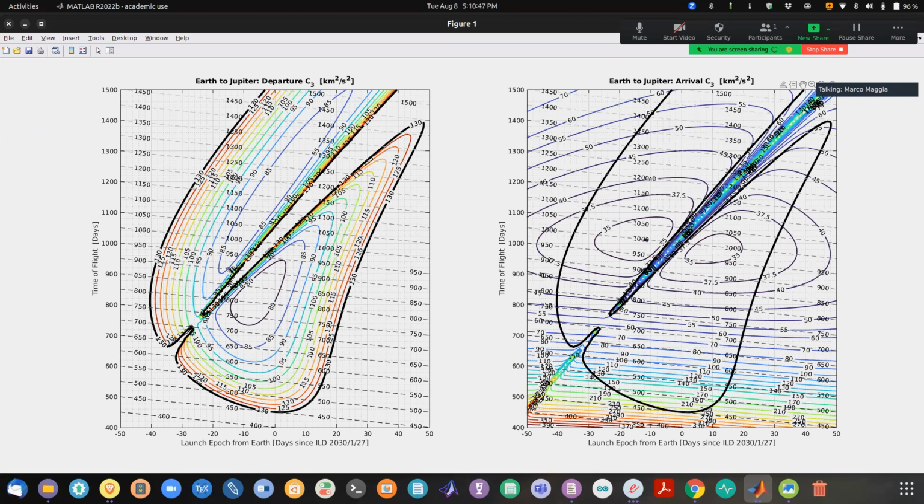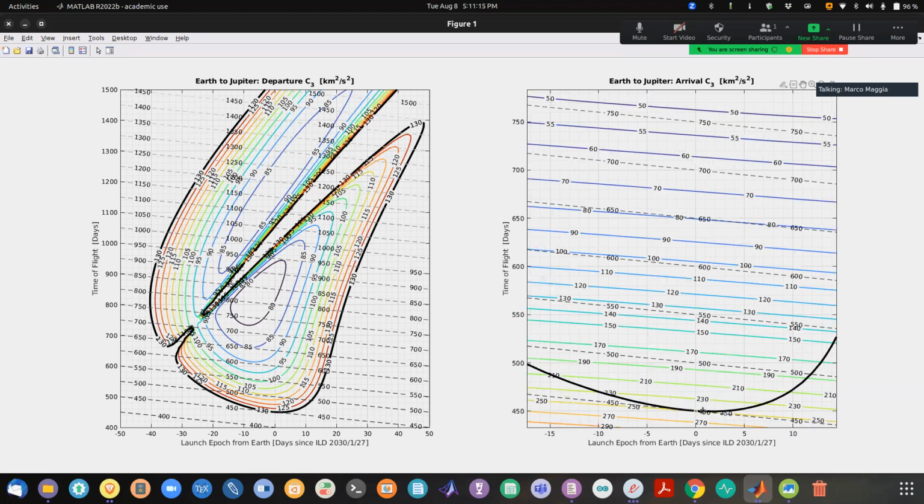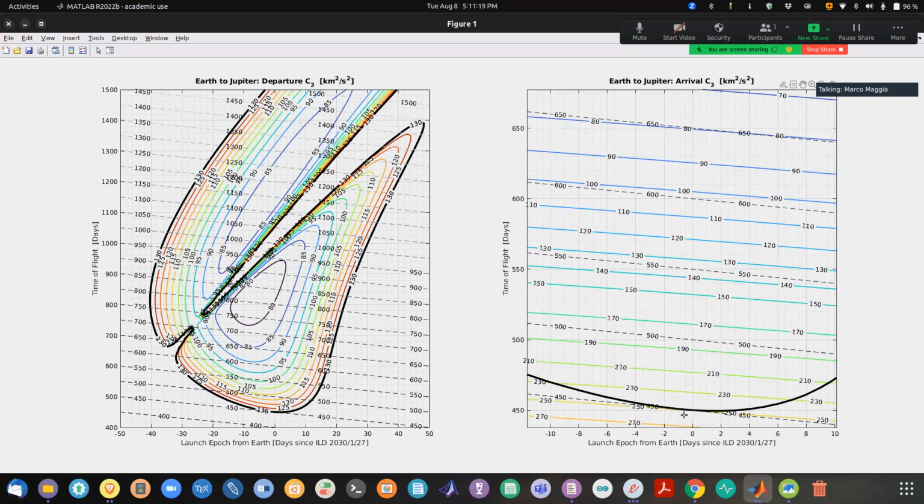Okay, so what are the possible C3s at arrival at Jupiter, at the entrance of the sphere of influence? Let's see. We have to follow the lines, so we see that here we have 55, 50, 45. We're looking for the maximum value. So following this contour, we see that the maximum is going to be around here. We can zoom in, and we're looking for a maximum C3 of about 250. So right now, record this value. So you're going to have a maximum C3 at Jupiter of 250 kilometers squared over second squared.